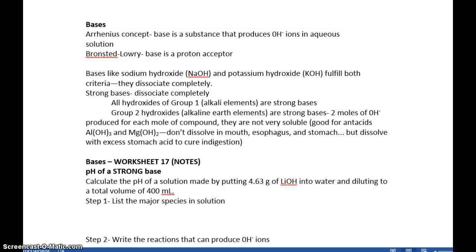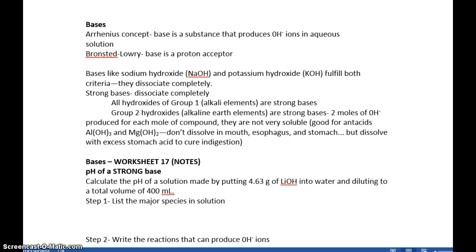So now we're going to move on to bases. I'd like you to turn to worksheet 17 in your packet for our notes. We're going to look at some bases. For the Arrhenius concept, which we learned earlier, a base is a substance that produces OH- ions, or hydroxide ions, in aqueous solution. The Bronsted-Lowry definition is that a base is a proton acceptor.